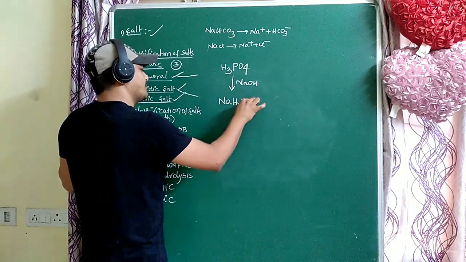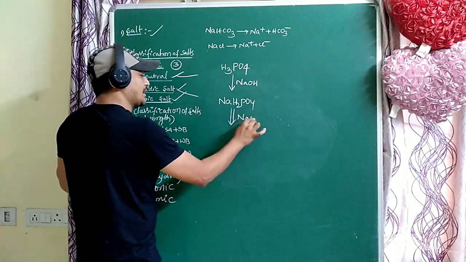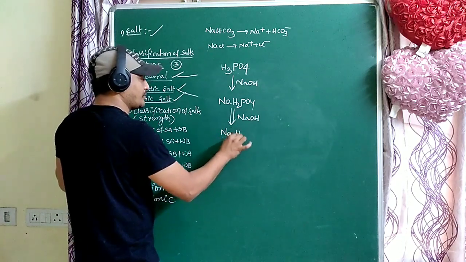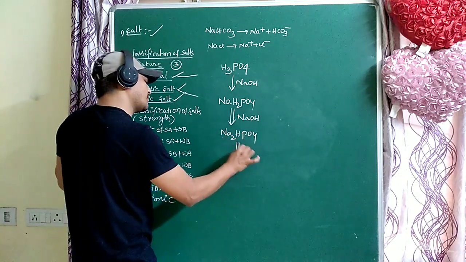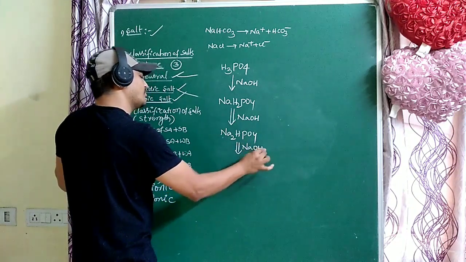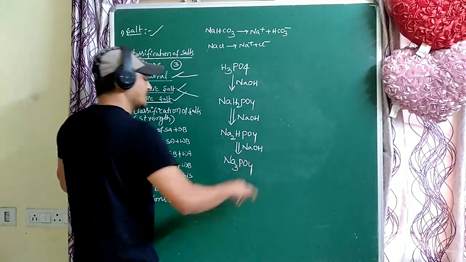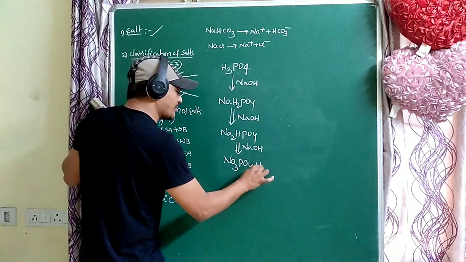NaH2PO4 reacts further with NaOH to form Na2HPO4, which reacts again with NaOH to form Na3PO4. This does not react with base.